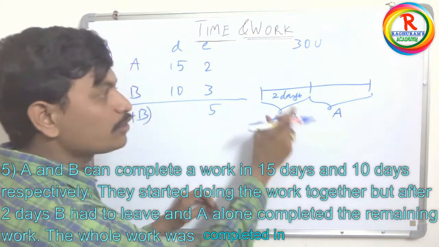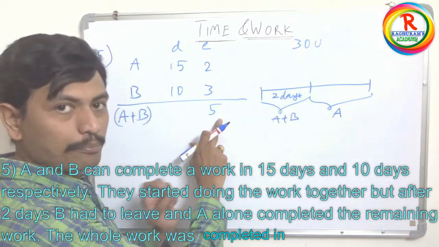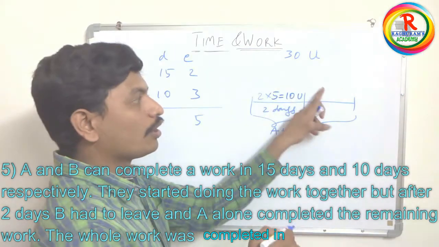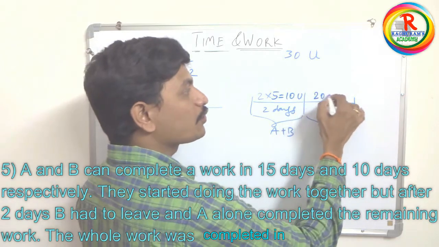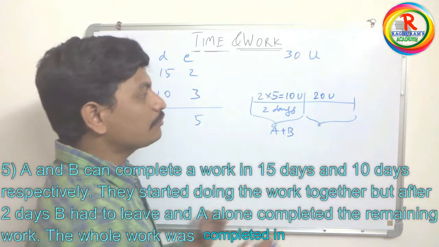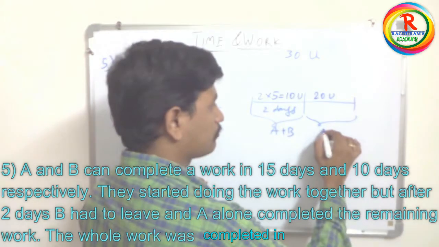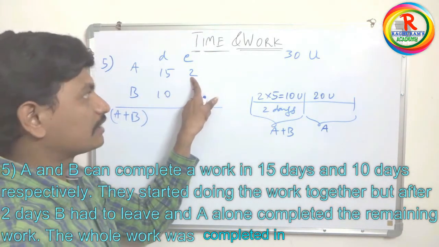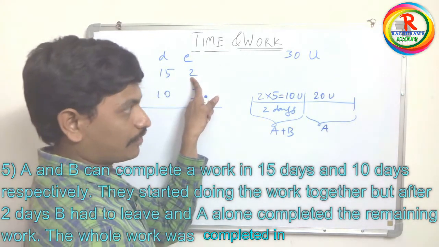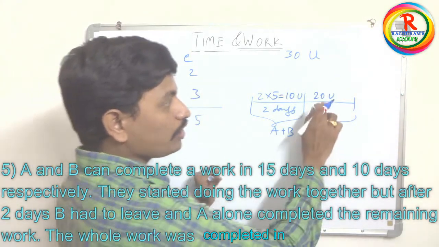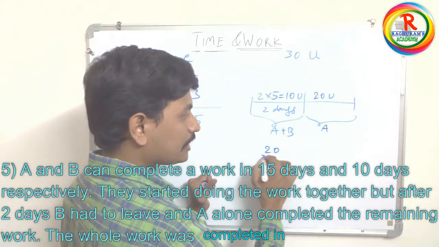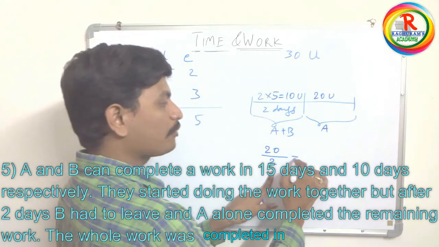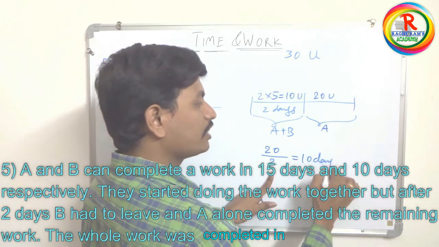They worked for 2 days combined. They can complete each day 5 units. 5 twos are 10 units over. How many units left? 20 units left. So the remaining work is done by A alone. So A's one day efficiency: in one day he can complete 2 units of work. So now remaining units are 20. He can complete in each day 2 units. So how many days can he complete the remaining work?